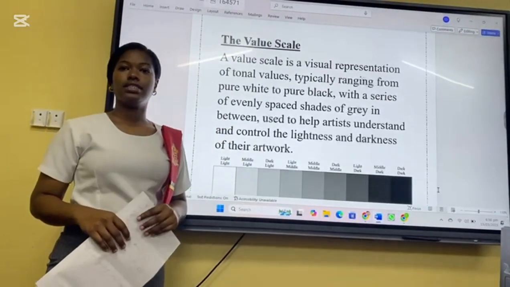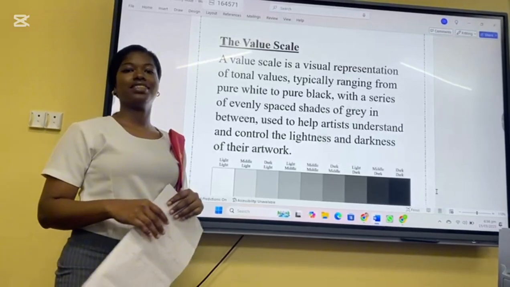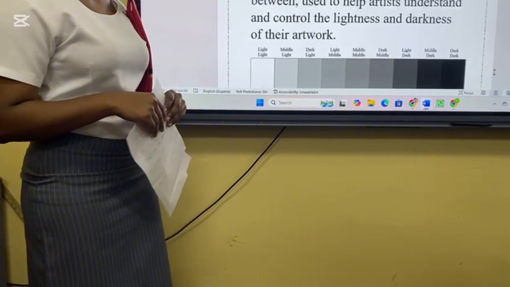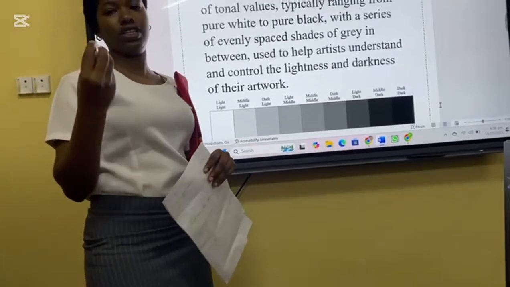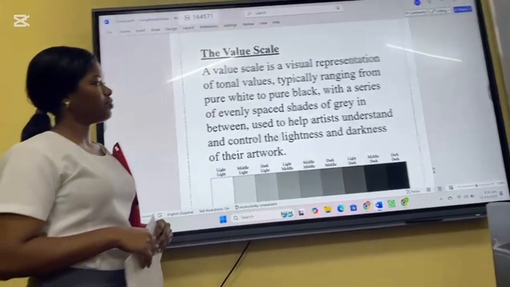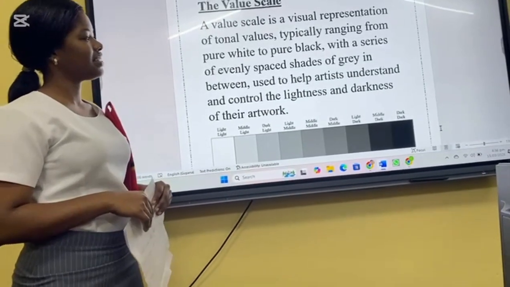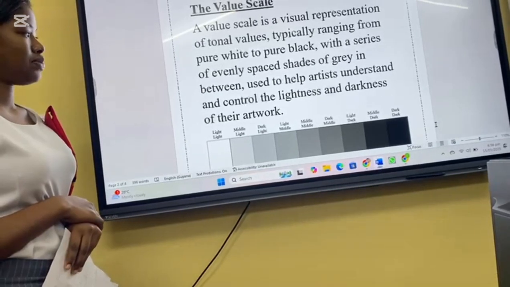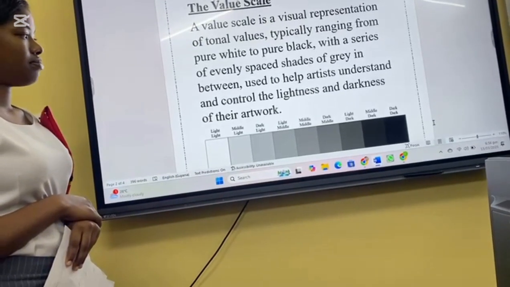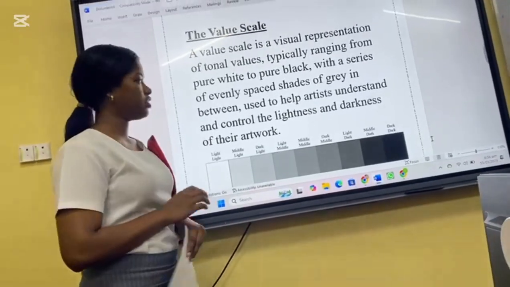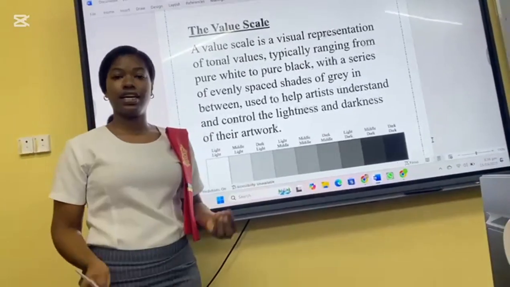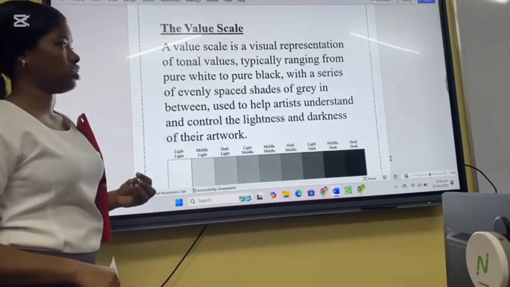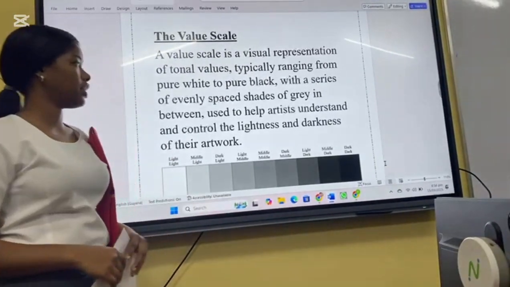Let me get a second student. Sandra, tell me in your own words what the value scale is. What do you understand? Miss, the value scale is the guide we use to shade our drawing to make it look more realistic. Indeed, right? Correct? Our value scale helps to bring life to our drawing, to our composition, to our object. Alright, that's a good one.